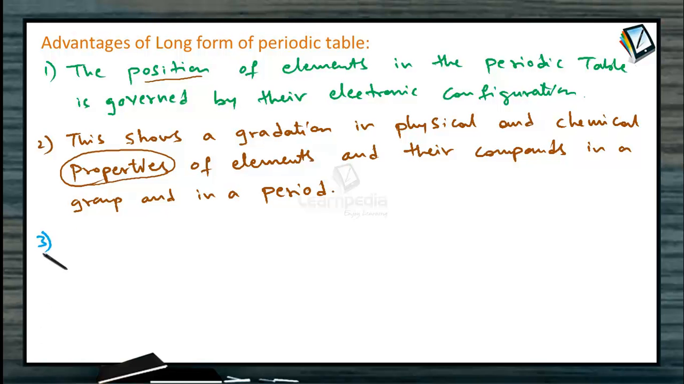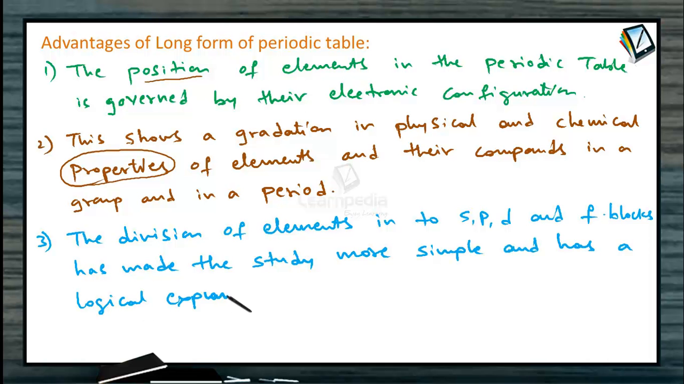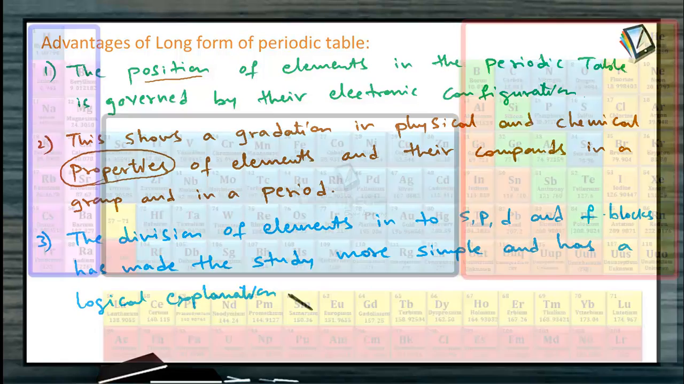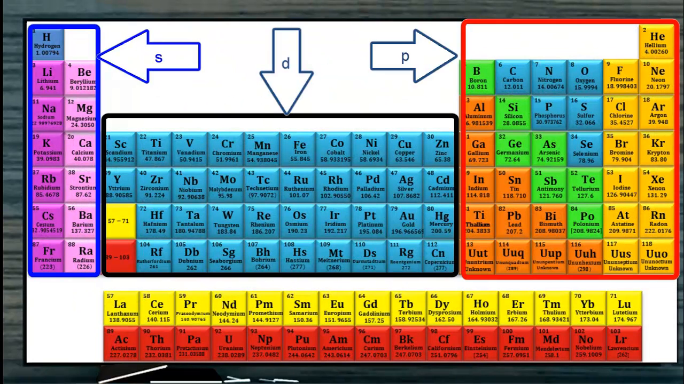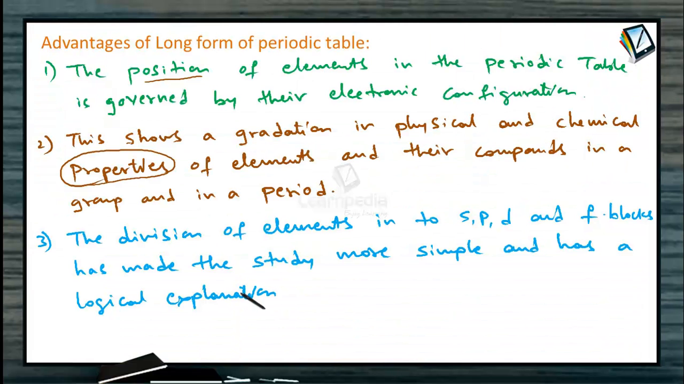Third advantage, the division of the elements into s, p, d and f blocks has made the study simpler and has a logical explanation. Anyhow, that is the topic of discussion in session 3. We will discuss it elaborately, and I will explain a small part in this one. The division of elements into s, p, d and f blocks, I think you remember the major need of classification is to make the study easier. So that helped make the study easier.